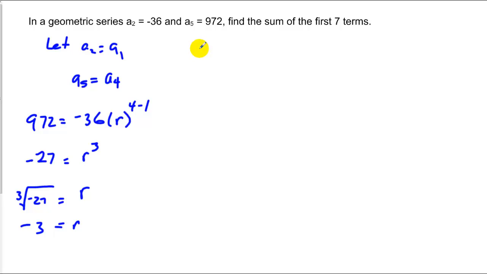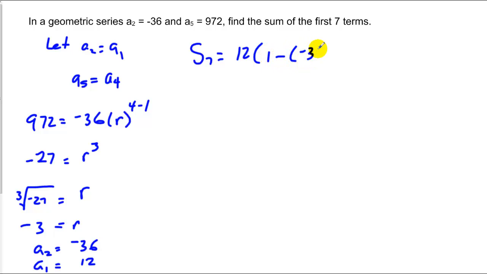So again, I want to find the sum of the first 7 terms. It's geometric, so I need my first term. And if I know my ratio is -3 and a sub 2 is equal to -36, then I just need to divide by that to get my first term. So a sub 1 in this case would be a positive 12. So I have 12 times 1 minus my ratio, which we just said was -3, raised to the 7th power over 1 minus my ratio.